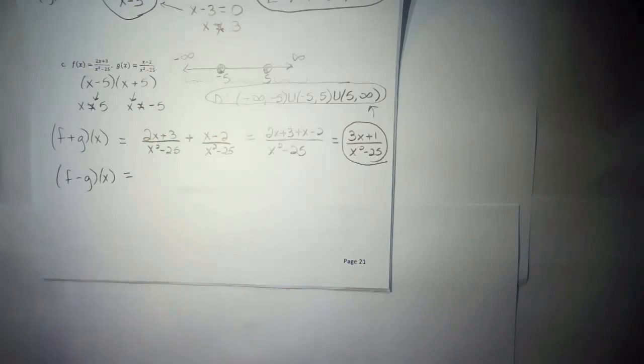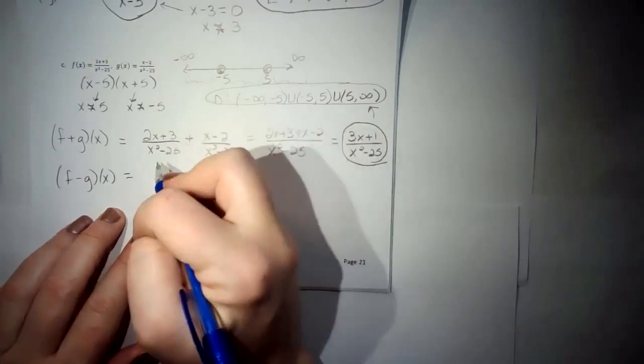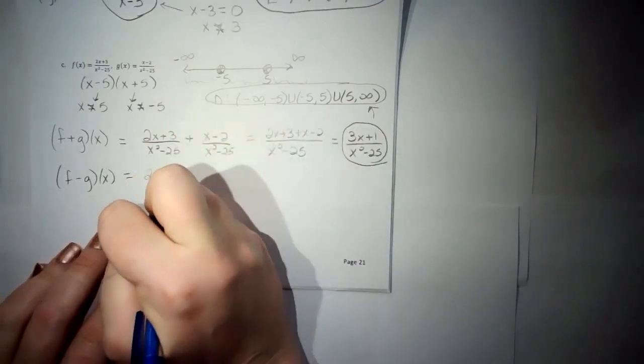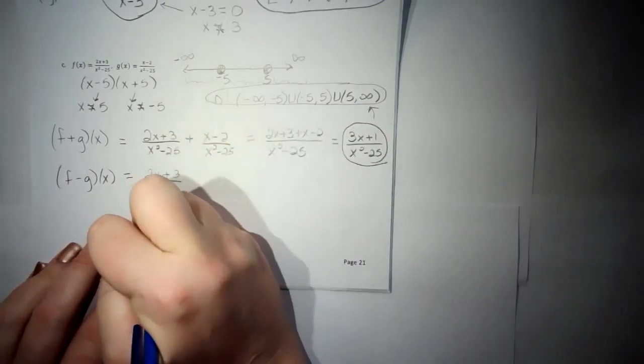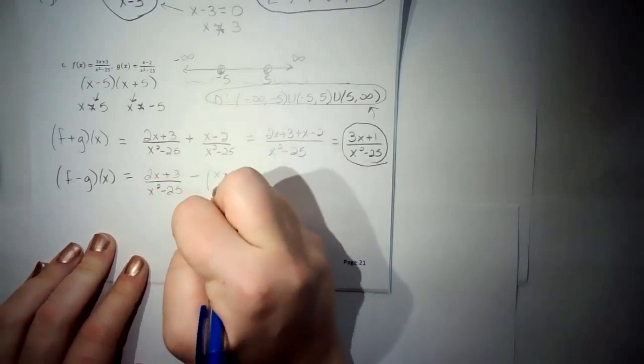Okay, so let me move. Well, no, we are going to keep going a little bit on this guy. Just kidding. Okay, so here's what we're going to do. Remember, we're going to take f of x, okay, and we're going to subtract g of x.